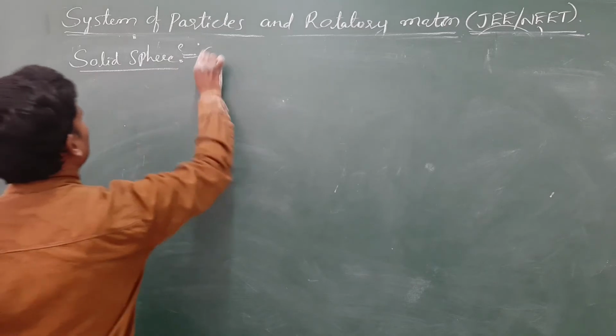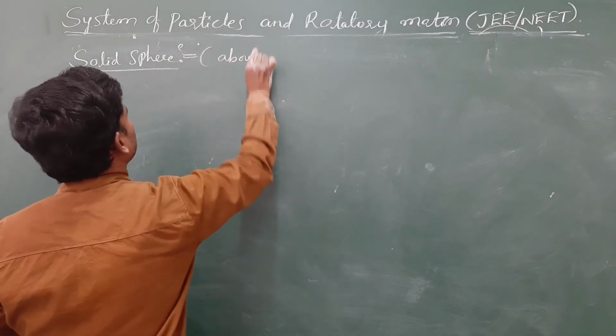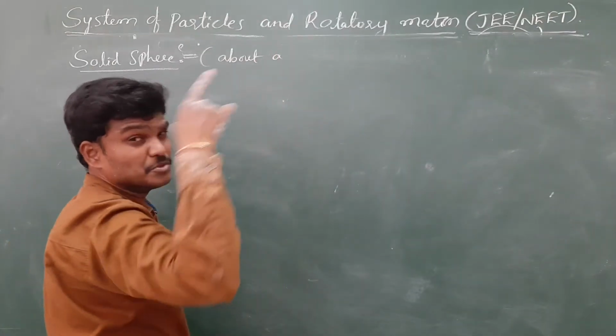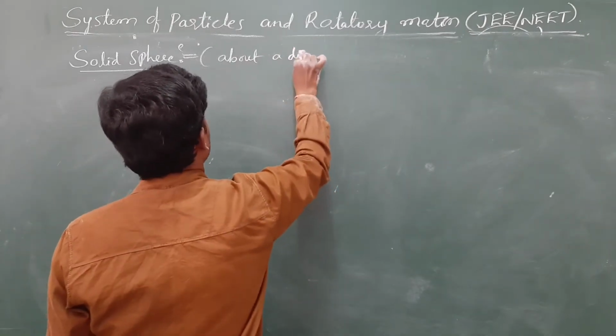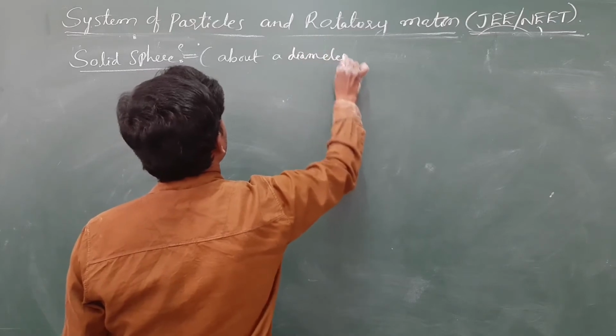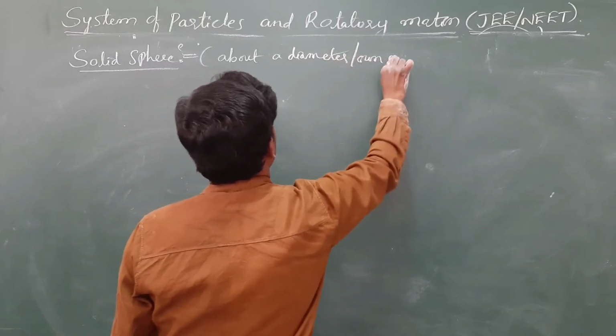Solid sphere about the diameter. Whatever line passes through the center is nothing but a diametrical line. So about a diameter or about its own axis. Own axis is also correct.